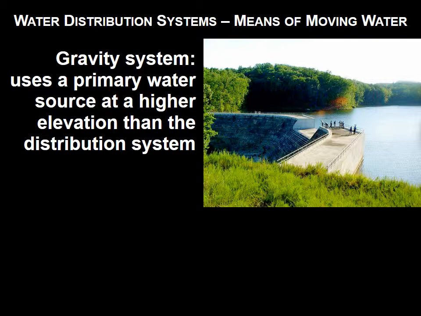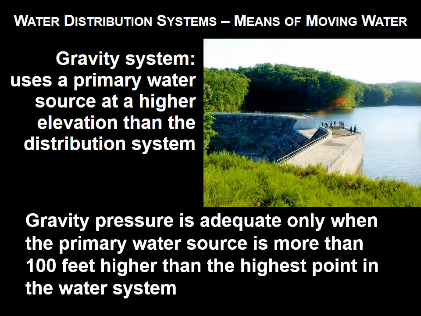Gravity systems use a primary water source at a higher elevation than the distribution system. Gravity pressure is adequate only when the primary water source is more than 100 feet higher than the highest point in the water system.